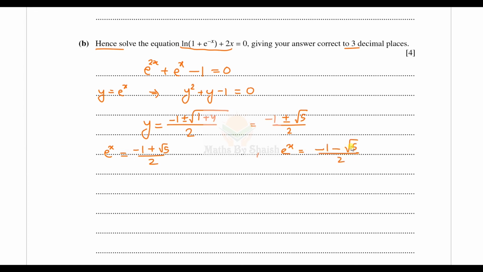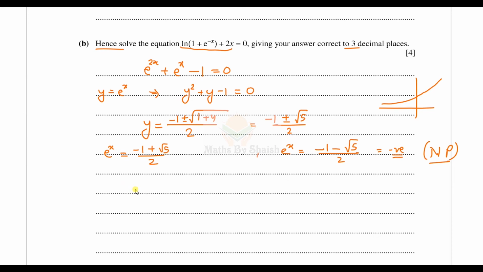This is negative. Of course, e raised to the power x is not going to be negative ever, because we know that e raised to the power x graph goes like this. So it is never going to be negative. So not possible, we'll write here, not possible. So we only need to solve for this. So what is the value of minus 1 plus root 5 divided by 2?